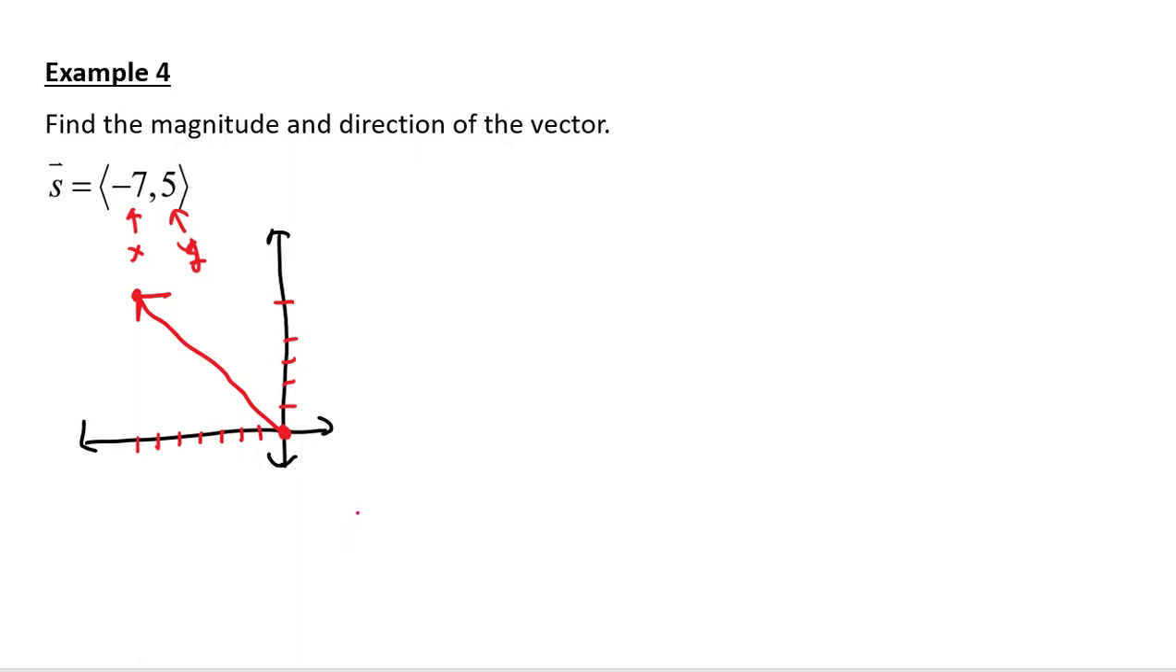So that's what my vector looks like. Okay, so the magnitude, that's the easy part. I promise you that's the easy part. So we have a 7, we have a 5. So that magnitude is the square root of 7 squared plus 5 squared, which is the square root of 74.